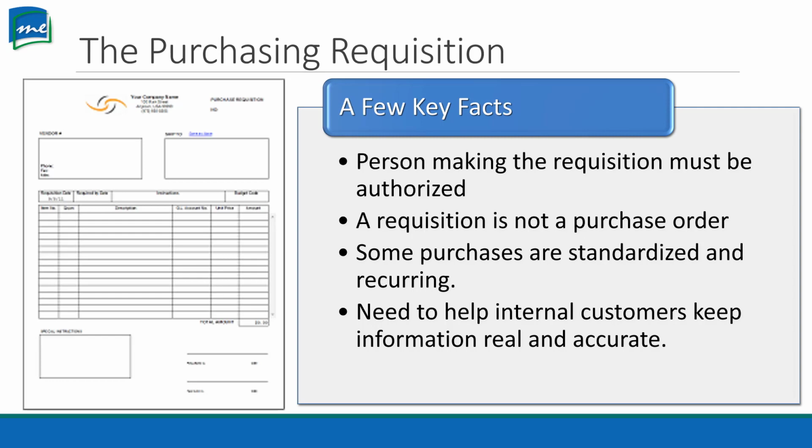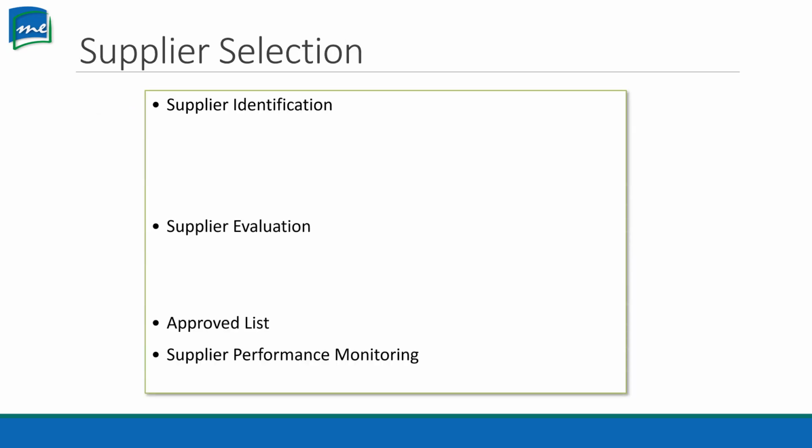Don't just have them come to you and say, I need this. Well, you need more information. And based on your experience, you can tell them exactly the information you're going to need. So once you get this requisition, well, we need to start looking at our suppliers.